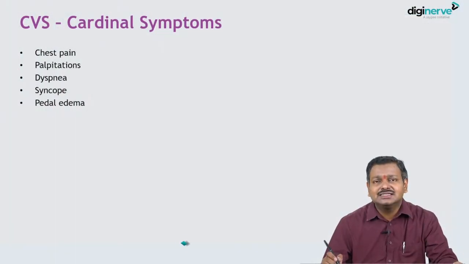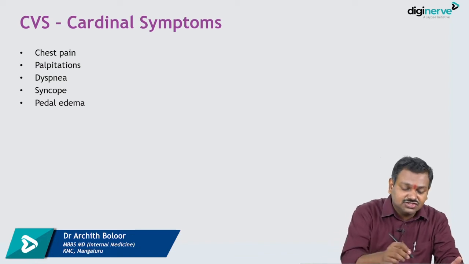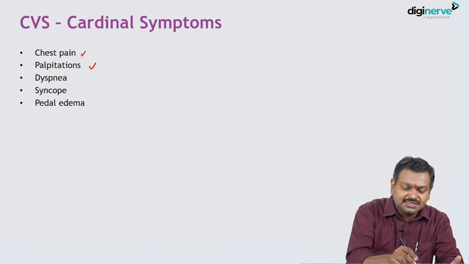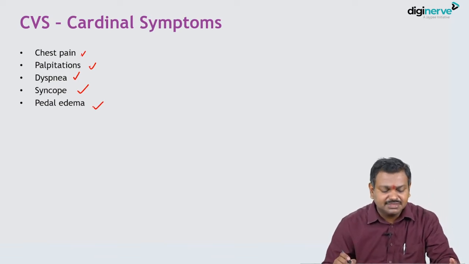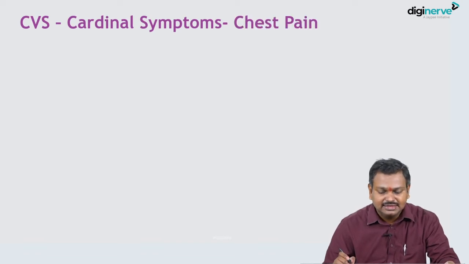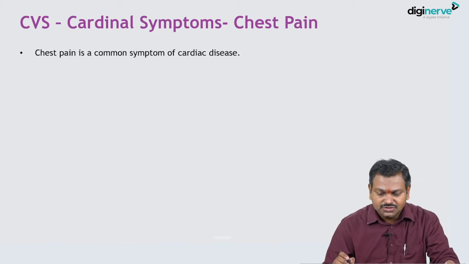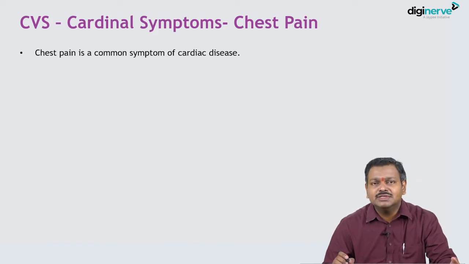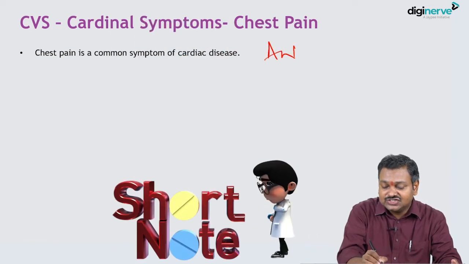If you list the cardinal symptoms that we have in a cardiovascular system case, you have chest pain, palpitations, dyspnea, syncope, pedal edema. You could have other symptoms also, but these are the common symptoms that we are going to analyze. Coming on to the first symptom, chest pain. Chest pain is a very important and common symptom of cardiac disease, what we call angina.